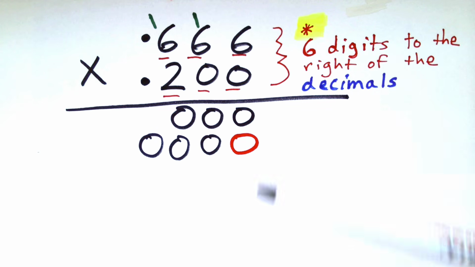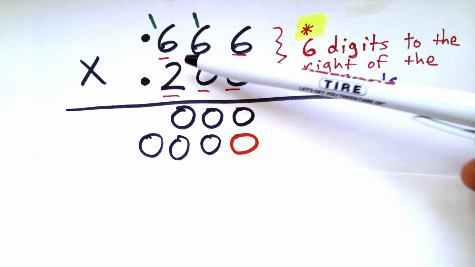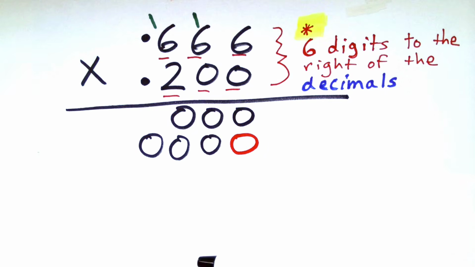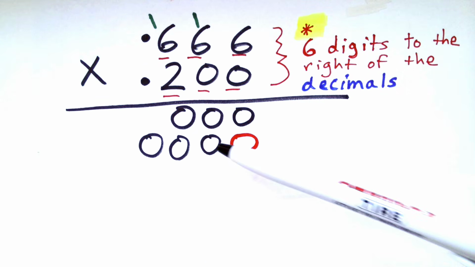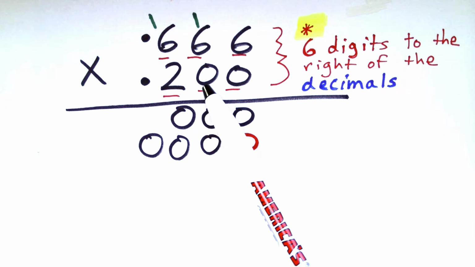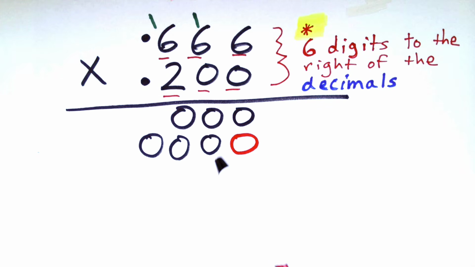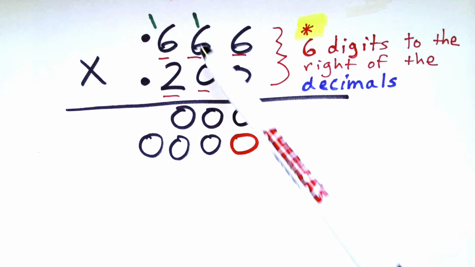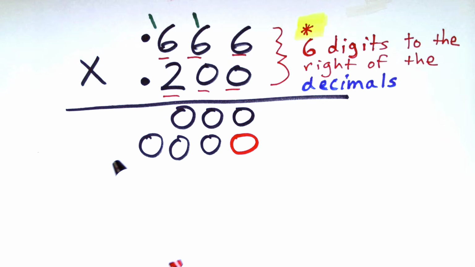Okay, so anything times 0 is 0. 0 times 6 is 0, right? There's one thing I want to show you. Before I can multiply with this second 0, I have to put a placeholder. I'm showing it in red so it stands out before I can start multiplying. 0 times 6 is 0, right?